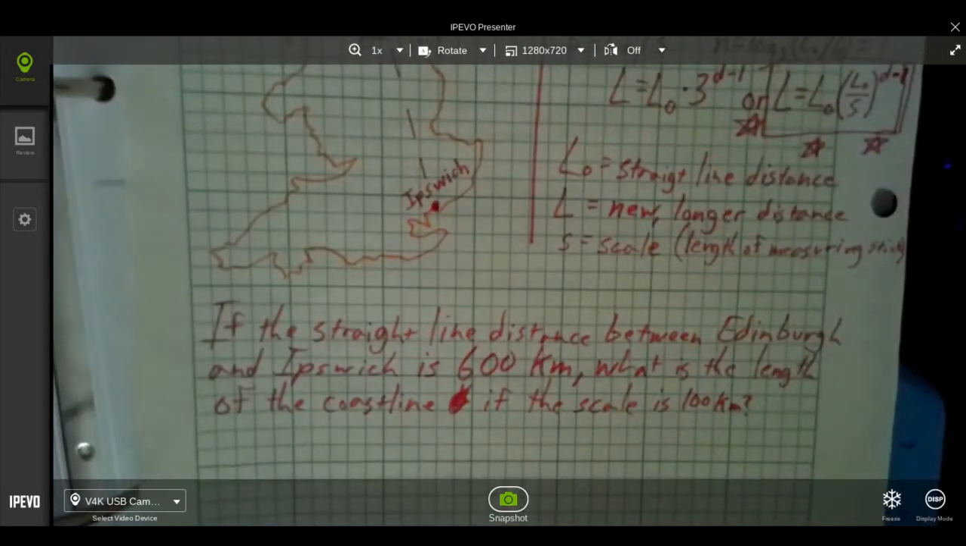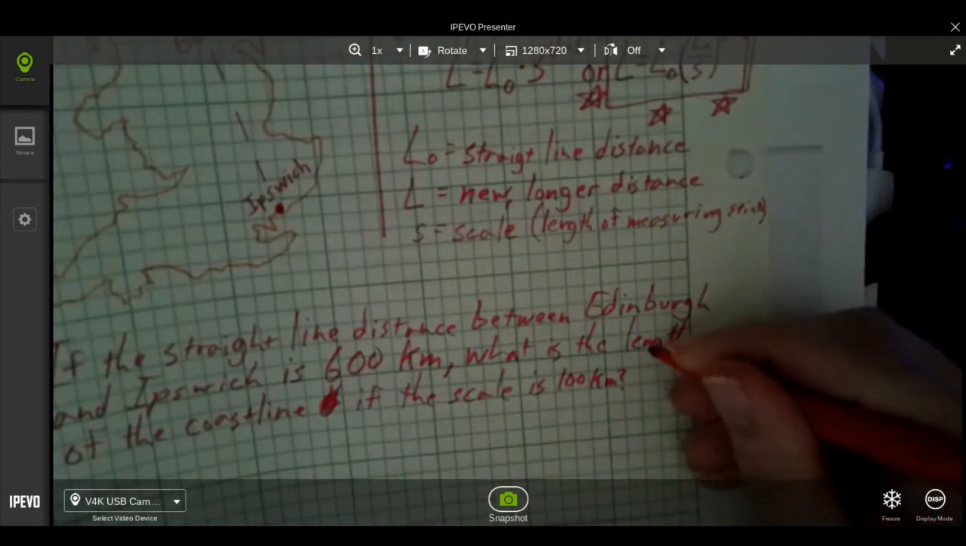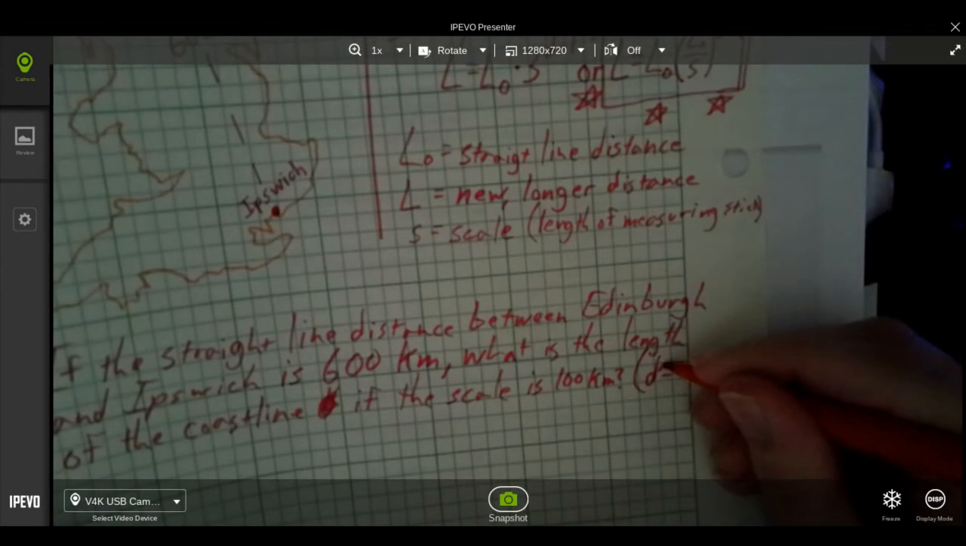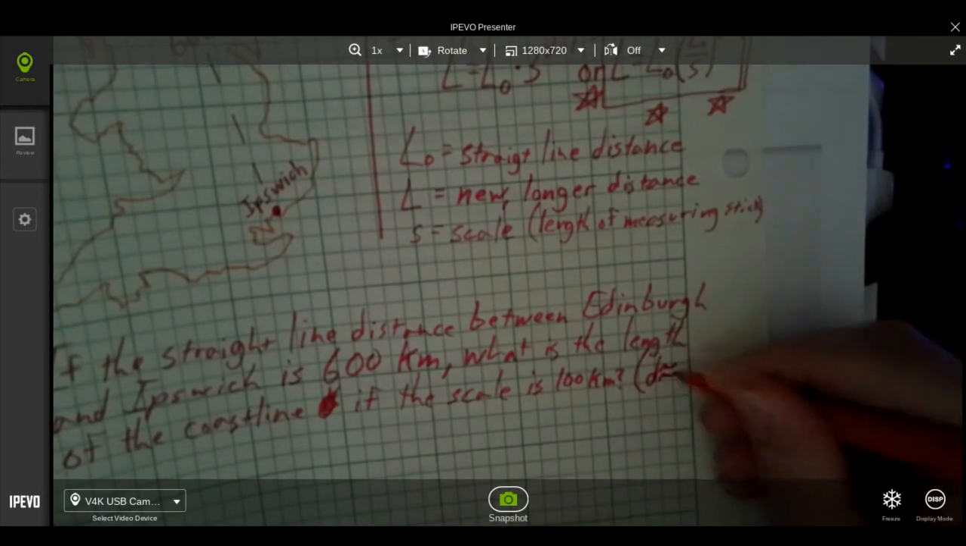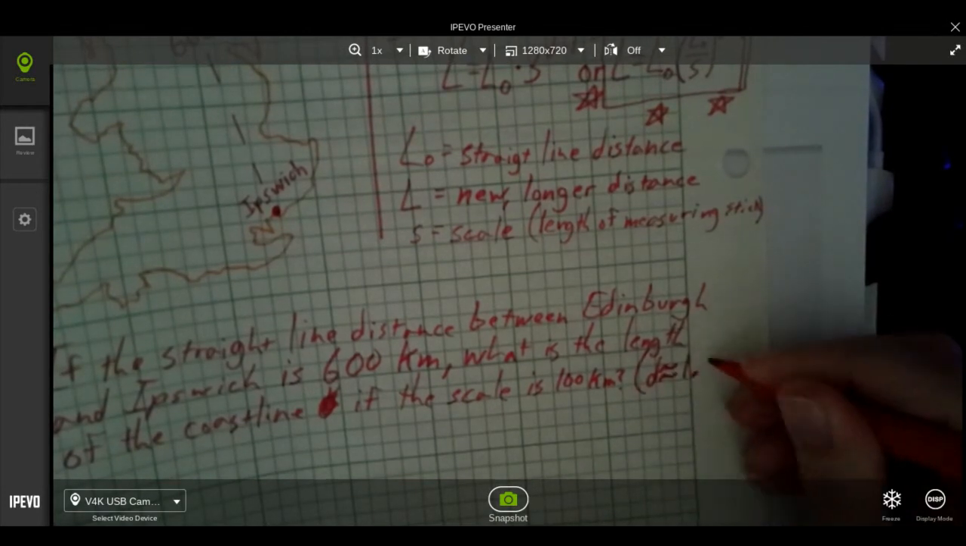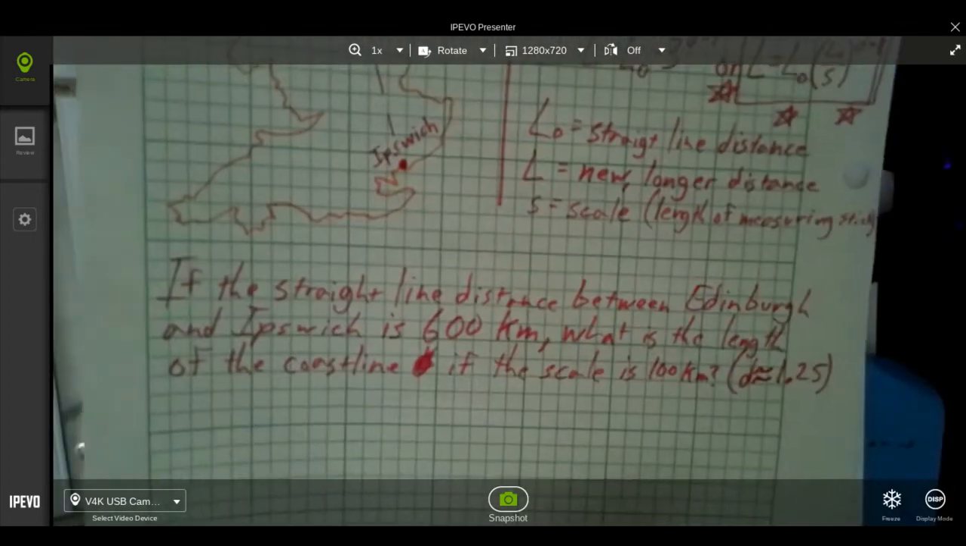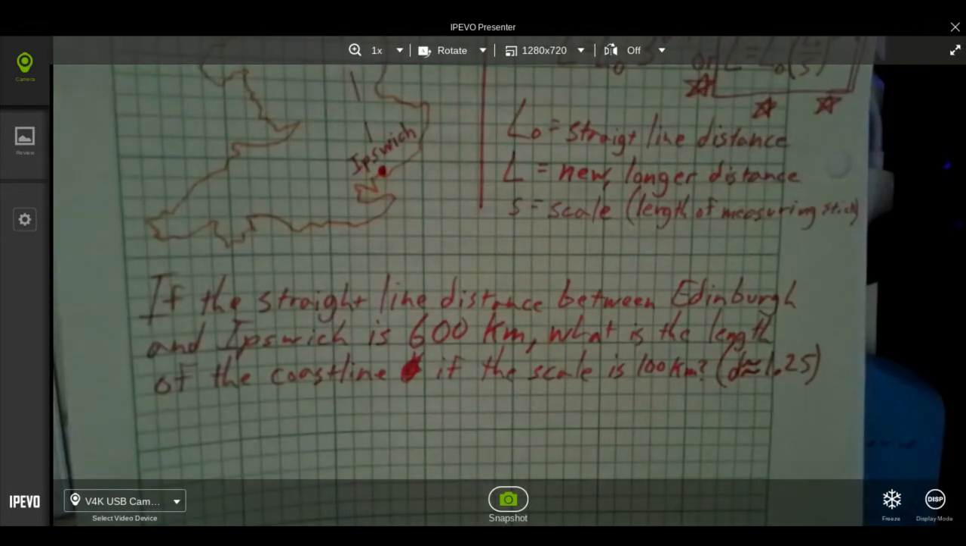Okay, so to know this, I have to know my fractal dimension. And I will tell you the fractal dimension. So D equals, well, not equals, really I should say about, it does change a little bit. So it's about 1.25. And I will tell you on the homework what the fractal dimension is to use. All right, so it's about 1.25.